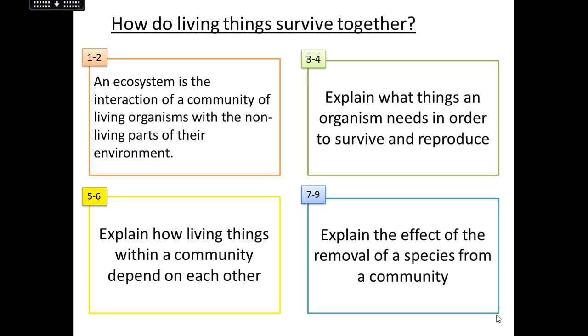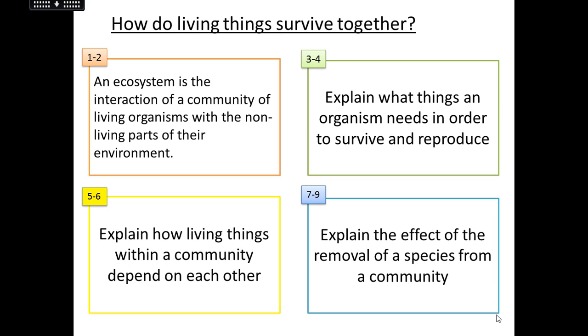So the interaction of the community of living organisms is how they interact together, so like shelter, food, etc. But also the non-living parts, so things like the sunlight providing the energy needed for the photosynthesis, and the water providing the habitat for the fish in the lake, for example.